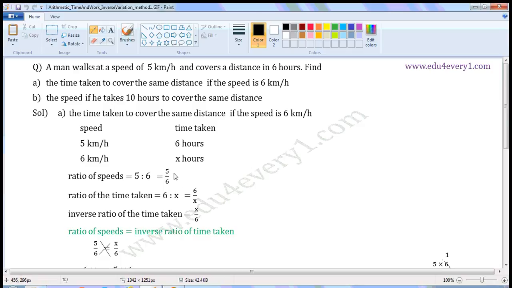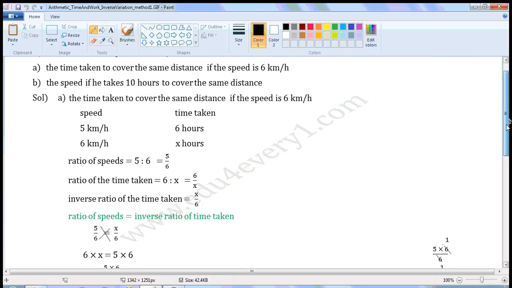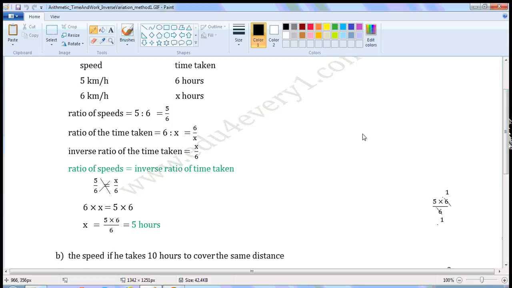Substitute the values of ratio of speed and inverse ratio of time taken in this formula. Then 5 by 6 will be equal to x by 6. Cross multiply. 6 into x is equal to 5 into 6. To find x, we have to transpose 6 from LHS to RHS. 6 is the multiplier. When transposed, it becomes divisor. So x is equal to 5 into 6 by 6.